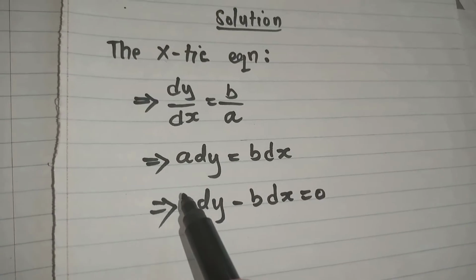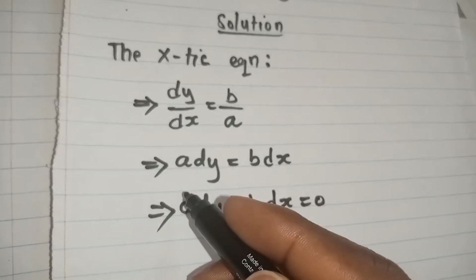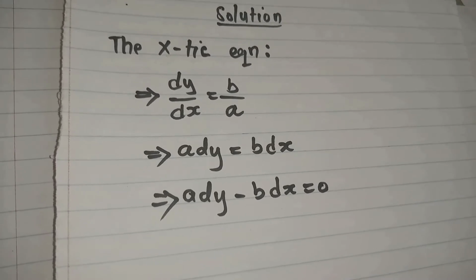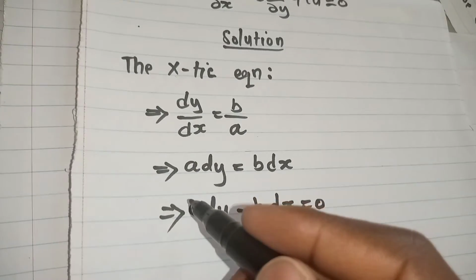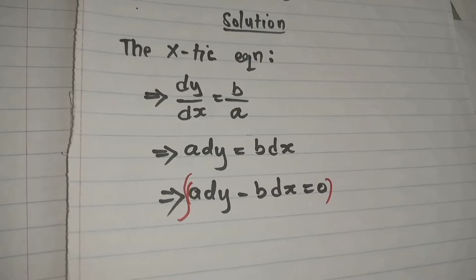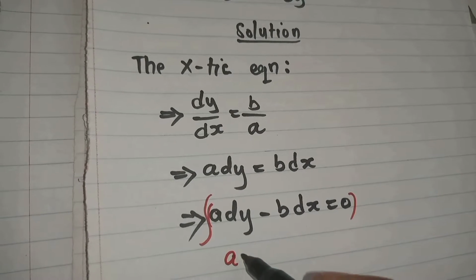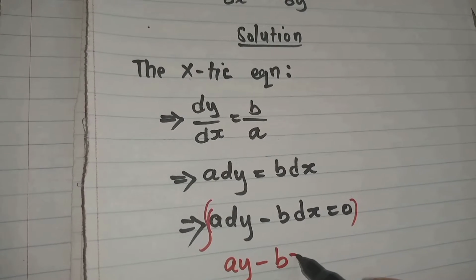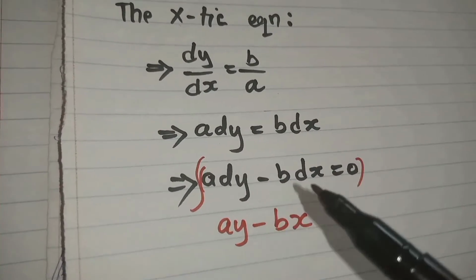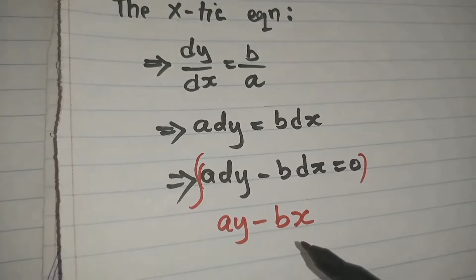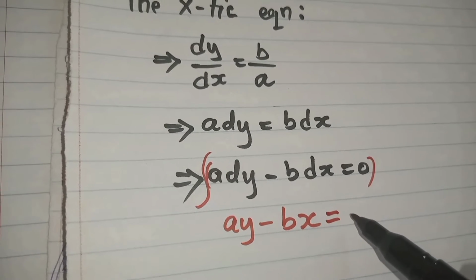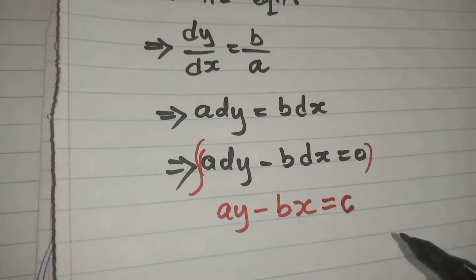Then from there we can integrate the whole of this one. Once we integrate the whole of that one, we are going to have ay minus bx, because when we integrate a with respect to y, we get ay. When we integrate b with respect to x, we get bx. So it is going to be ay minus bx. Then we can let this one be equal to a given constant. Let's call it c for a constant.